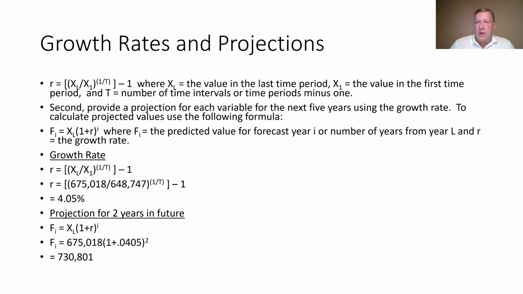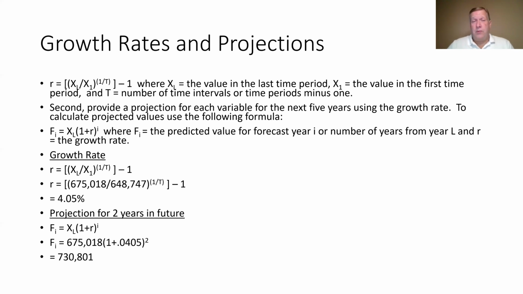Since we're only trying to forecast 1 year into the future, using these 2 years, we just use 1 there, so it becomes an exponent of 1. You end up with 675,018 divided by 648,747, subtracted from 1, which gives 4.05%. So the growth rate between those 2 years was 4.05%. Revenue grew by 4.05% between those 2 years.